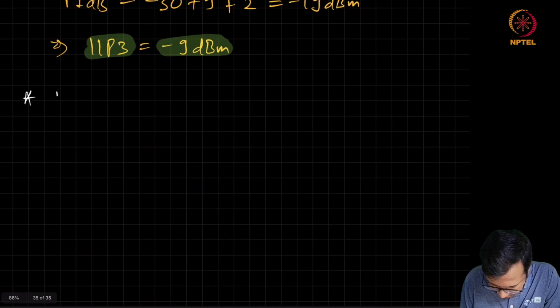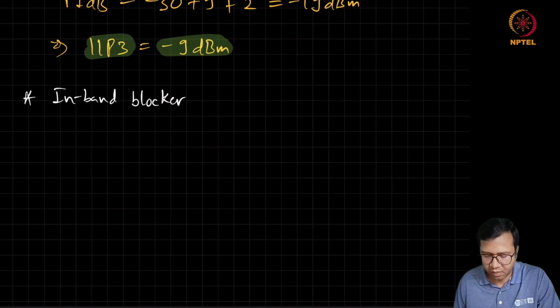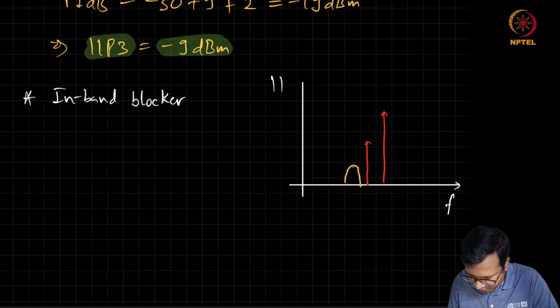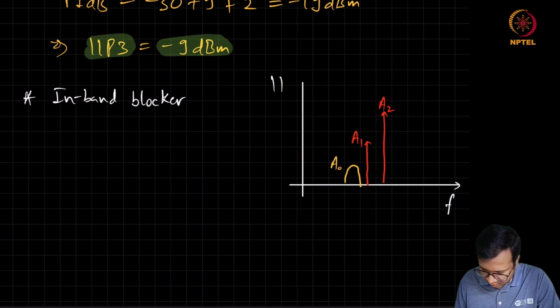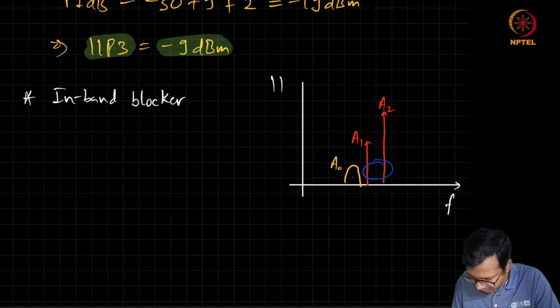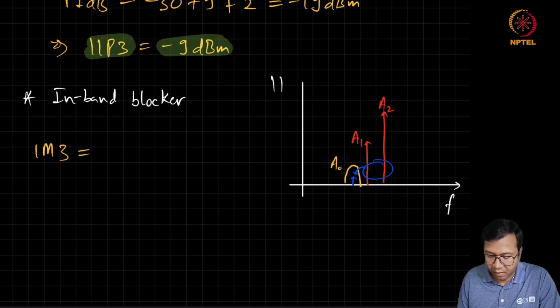Now if we look at the in-band blocker due to signal in the adjacent and the alternate channel, let's call the amplitude in the in-band to be A0, in the adjacent channel to be A1, and alternate channel to be A2. Then their IM3 can say that the IM3 should be at least below the noise floor by some margin.